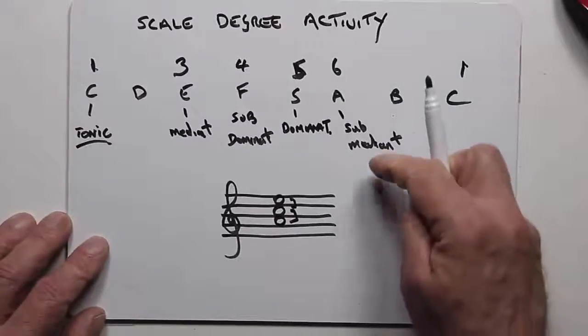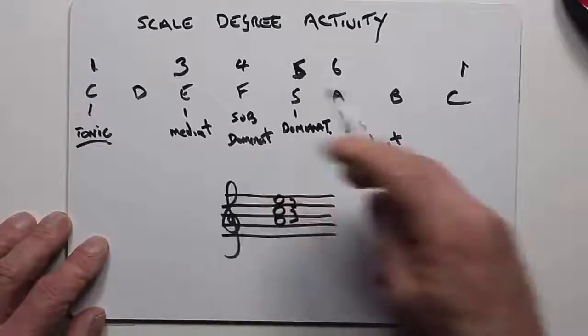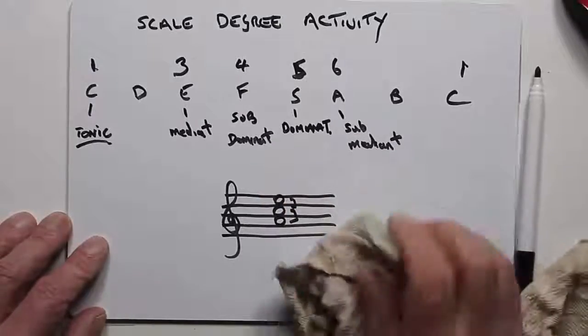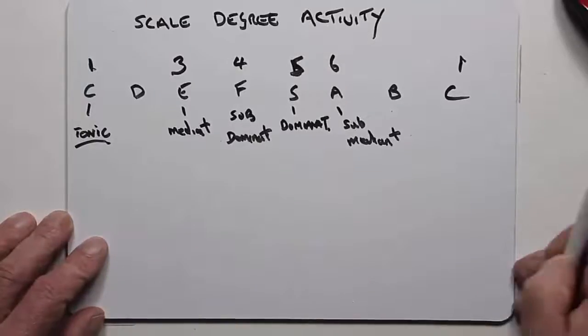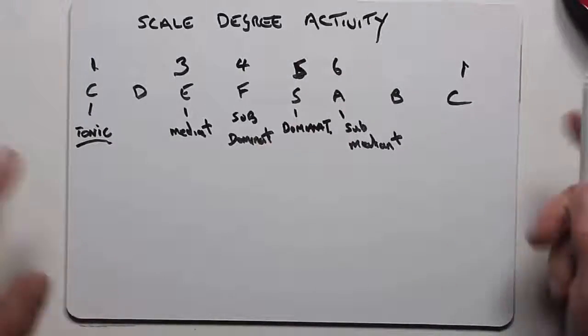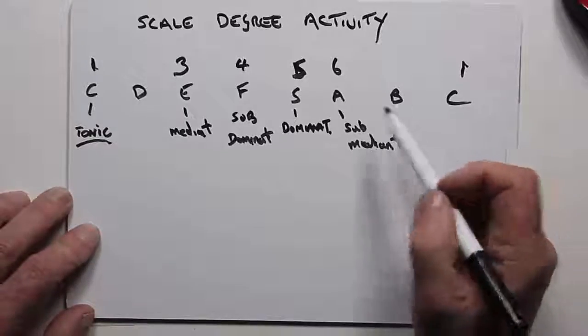Okay, so submediant is a 3rd below the tonic, mediant is a 3rd above the tonic. So that's why you get those names. It's amazing to me that some people don't even understand why it's called submediant, subdominant and that. And then we've got these other two, right?